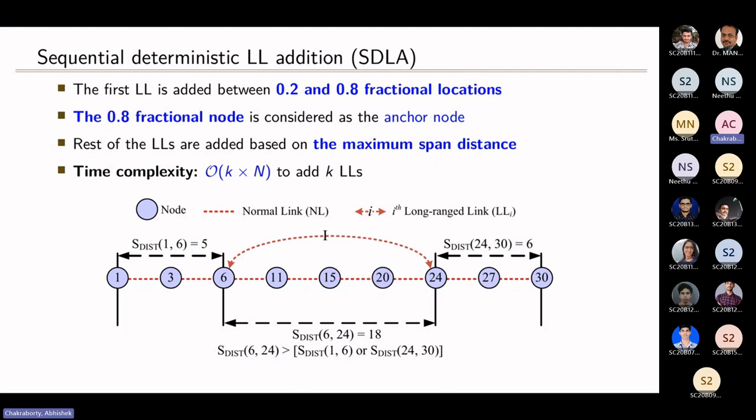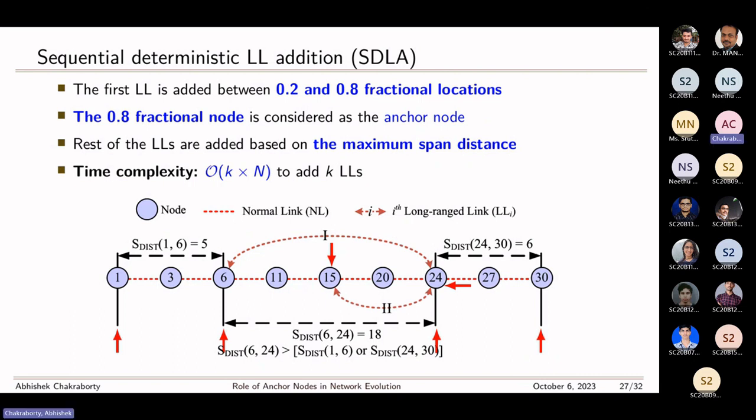As a result, there are now 3 segments. We call this the span distance, so we are counting the distance. It is 5 hops, the next one is 18 hops, and the next one is again 6 hops. Whichever has the highest value, here the in-between segment has the highest value, 18. So what we are doing is taking 0.8n as the anchor node, dividing the highest span distance by 2, and adding a link to that.